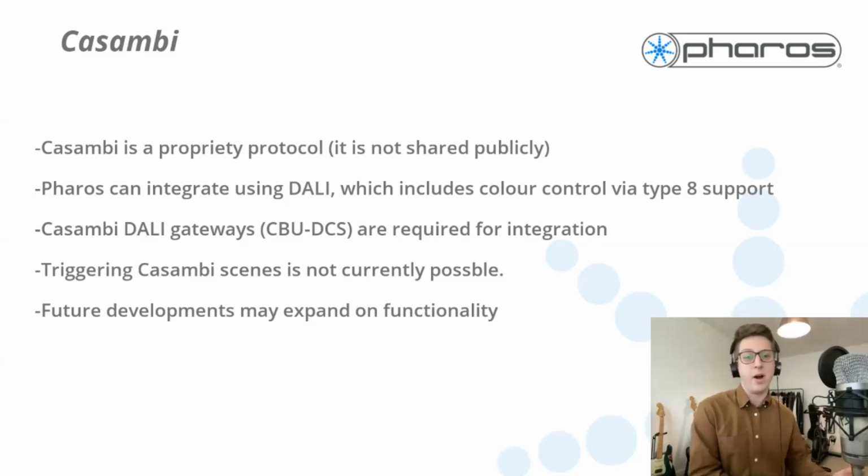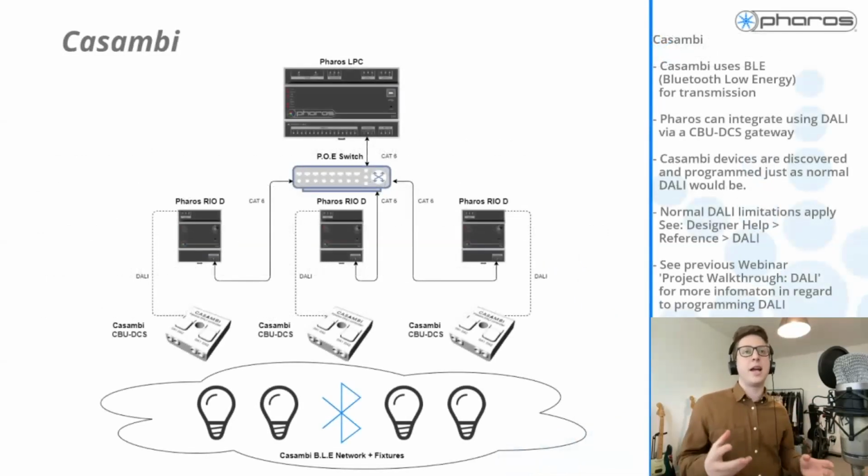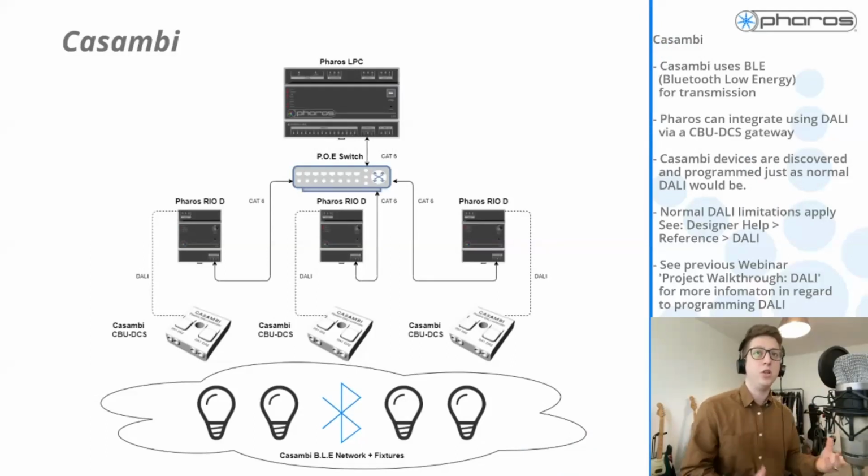Obviously, there is a third-party manufacturer at play here. We'll also need to see what they do as well. So just a quick look at the Casambi system. The Casambi system uses BLE, or Bluetooth Low Energy, for its transmission of commands. As I've already said, Pharos can integrate with this system using Dali.